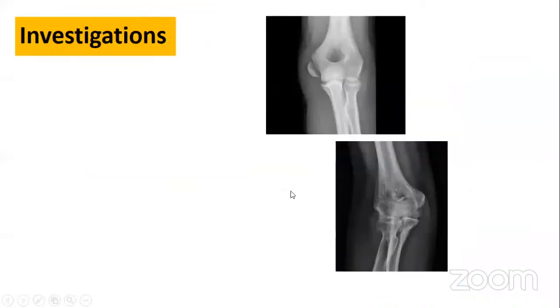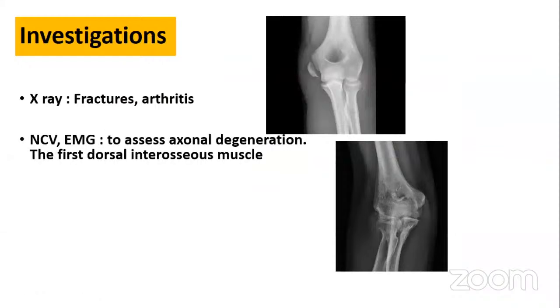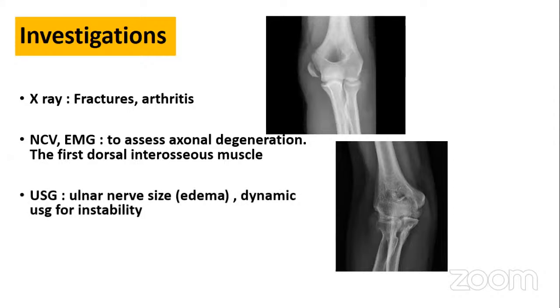Investigations, as I said: X-ray, since fractures and arthritis could be problems. Medial condylar fractures and arthritis like this can cause an impinged nerve. Even cubitus valgus can do that. NCS and EMG are again, as I told earlier, to assess axonal degeneration, especially the first dorsal interosseous muscle, which gets weak soon. Ultrasound becomes much more important in the cubital tunnel to see the ulnar nerve size, and dynamic ultrasound for instability, the subluxation of the nerve itself. And MRI is for rarer causes, if you suspect tumors and things like that. Otherwise, it's not really required.